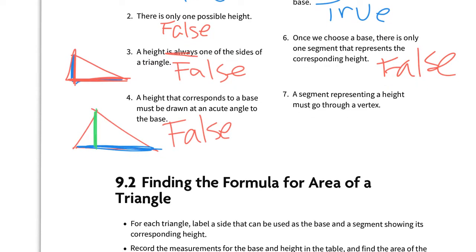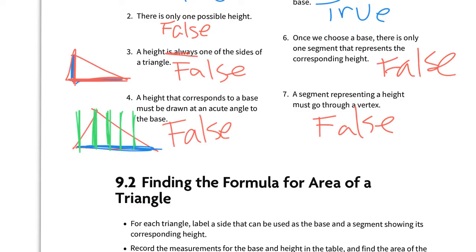And lastly, a segment representing a height must go through a vertex. Well, we already kind of talked about that. That is a false statement. The height doesn't have to go through a corner of a triangle. It could, but it doesn't have to. If we were to take this height, and that's the same height, that's the height, that's the height. So of this triangle, each of these green lines represents the height of a triangle, but only one of them actually goes through the vertex right here. So these don't go through the vertex. So that's got to be a false statement.